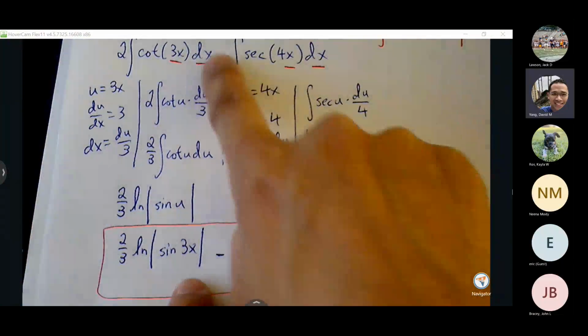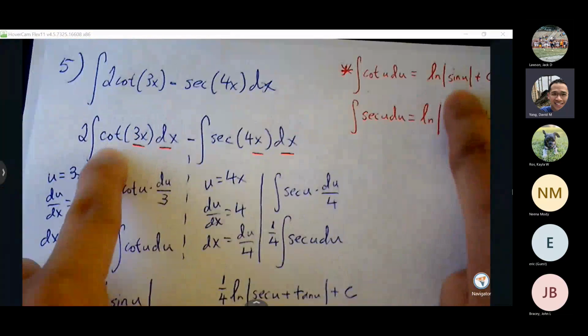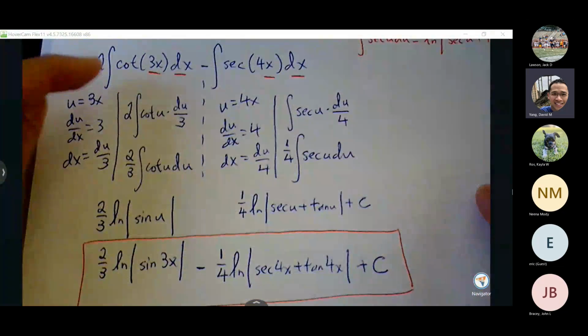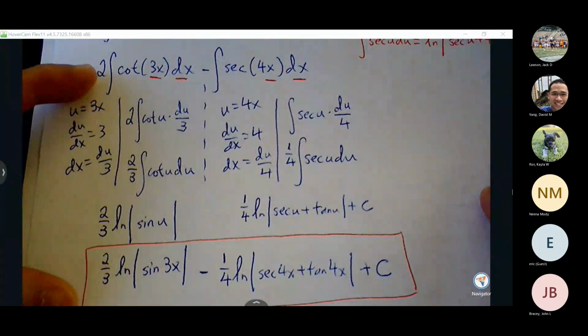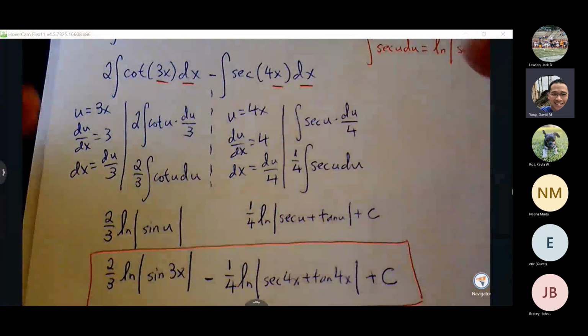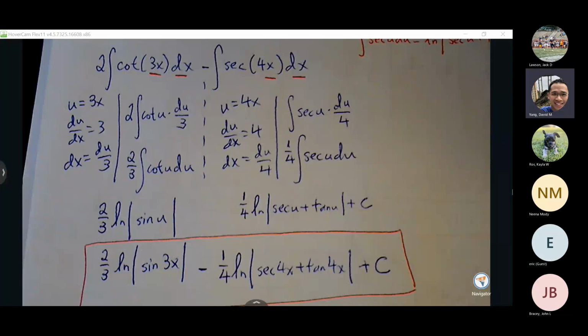But I just want to show that technically, if you recognize that cotangent's rule is this, and if you realize what that three is doing, you can jump directly from here to here. But that's only if you're comfortable with that process, right? If you prefer to just go through the steps every time, you're more than welcome to do that.